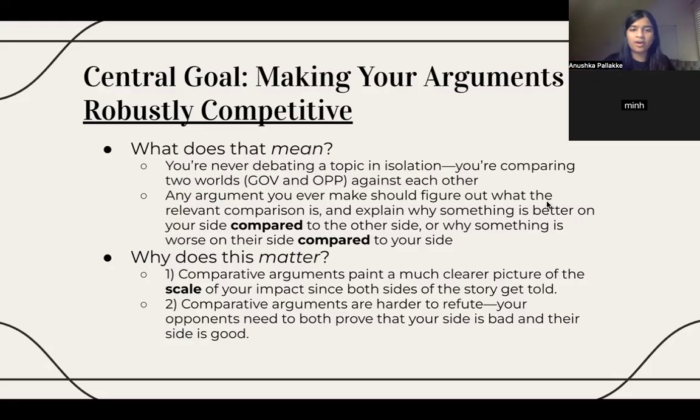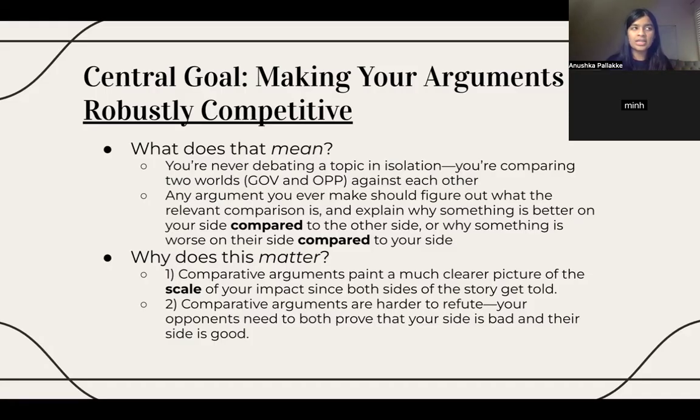So why does making your arguments robustly competitive even matter? We tell that comparative arguments paint a much clearer picture of the scale of your impact since both sides of the story are getting told. Comparative arguments are also harder to refute because your opponents need to prove that your side is bad and that their side is good. Essentially, this would be a two-pronged attack because number one, you're showing your good impacts, and number two, you're also showing why your opponent has bad impacts or why your impacts are better than theirs.